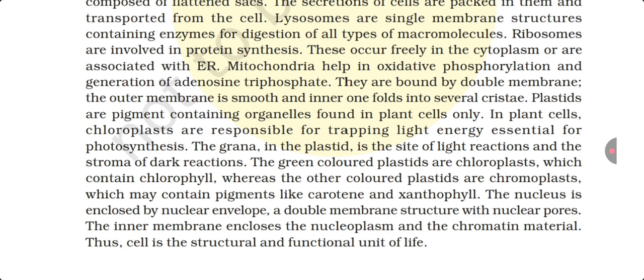The outer membrane is smooth and the inner membrane is folded into several cristae. Plastids are pigment-containing organelles found in plant cells only. In plant cells, the chloroplasts are responsible for trapping light energy essential for photosynthesis. The grana in the plastid are the site of light reactions and the stroma of dark reactions. The green-colored plastids are the chloroplasts which contain chlorophyll, whereas the other colored plastids are chromoplasts which may contain pigments like carotene and xanthophyll.